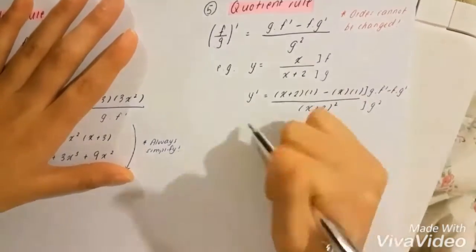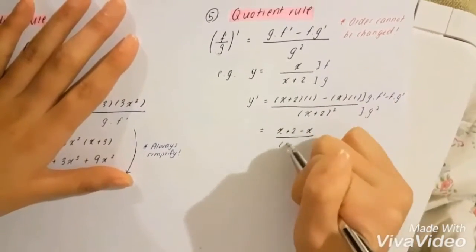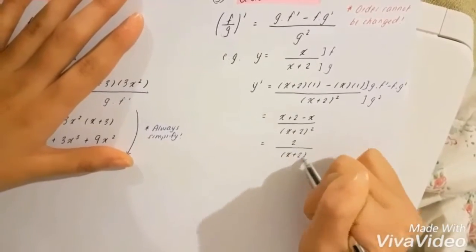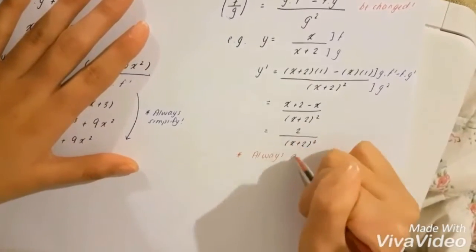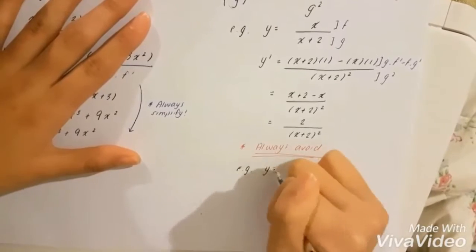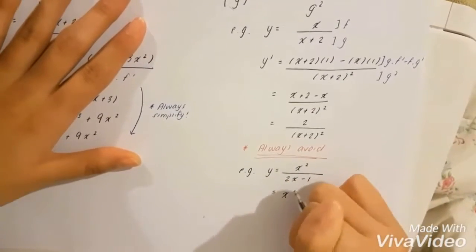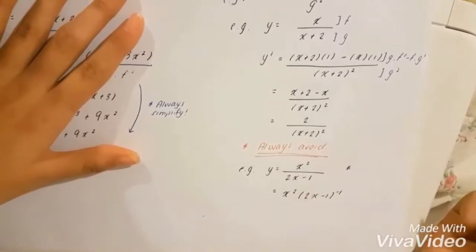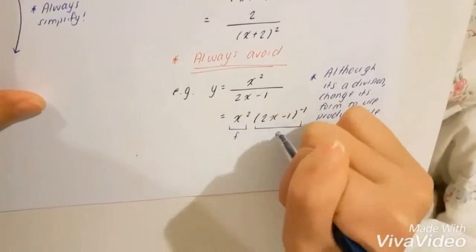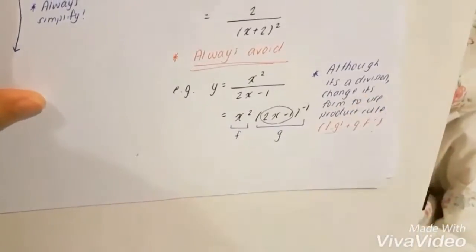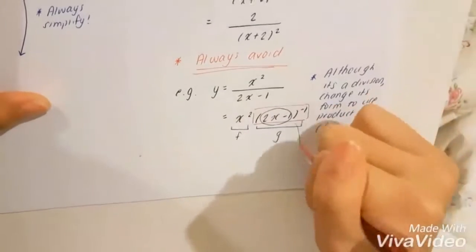However, you always want to avoid using the quotient rule as it's the most complicated and it's easy to make mistakes. So for example, even though this looks like a division of two functions, you need to change its form to use the product rule instead. And remember, because the function g is a composite function, you need to use the chain rule to get g dash.